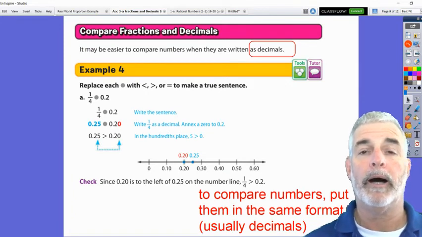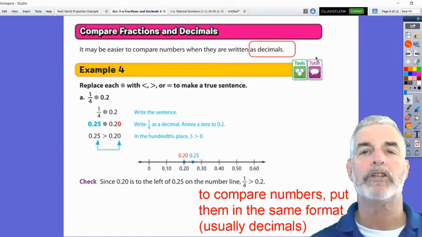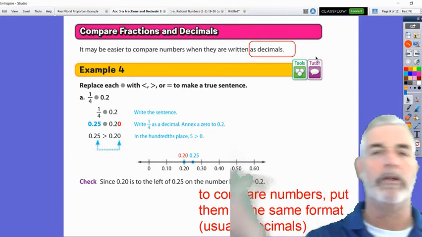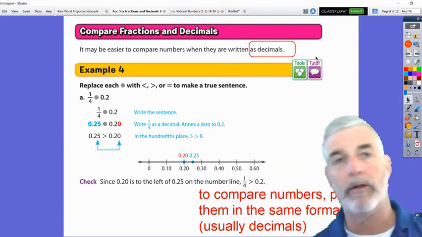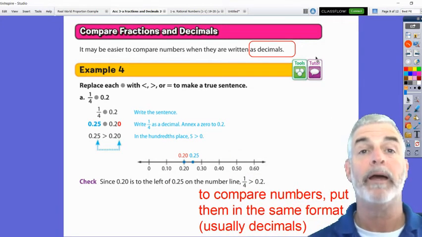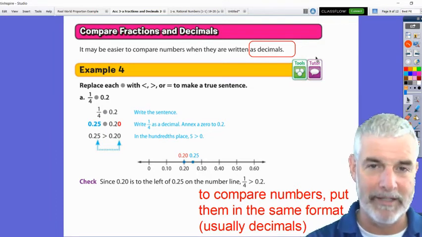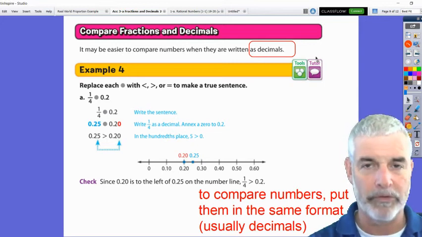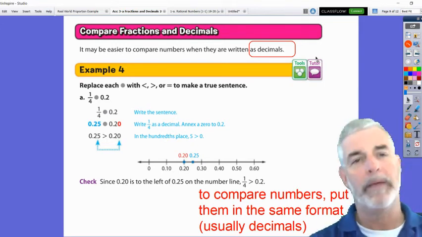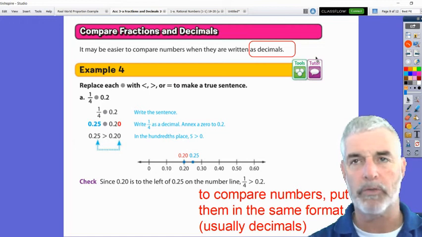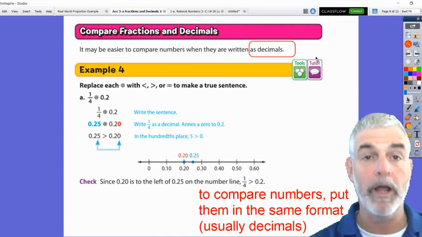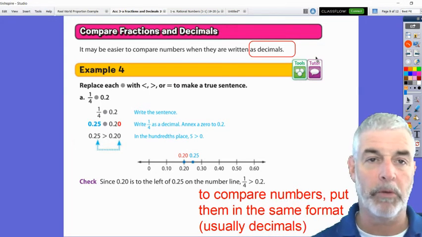All right, finally here, comparing fractions and decimals. So sometimes you're given one number in one format and another in the other format, and you're like, which one is bigger? Is this bigger than that? In order to do that, put them in the same format. It is typically easiest to put them both as decimals, especially if you have a calculator. Make them both into decimals, then you can see which one is bigger or smaller by comparing each decimal place.